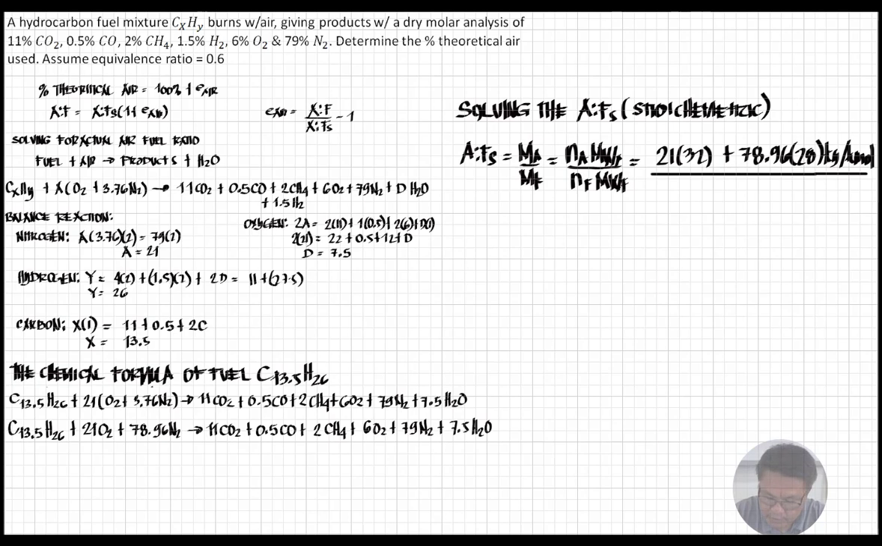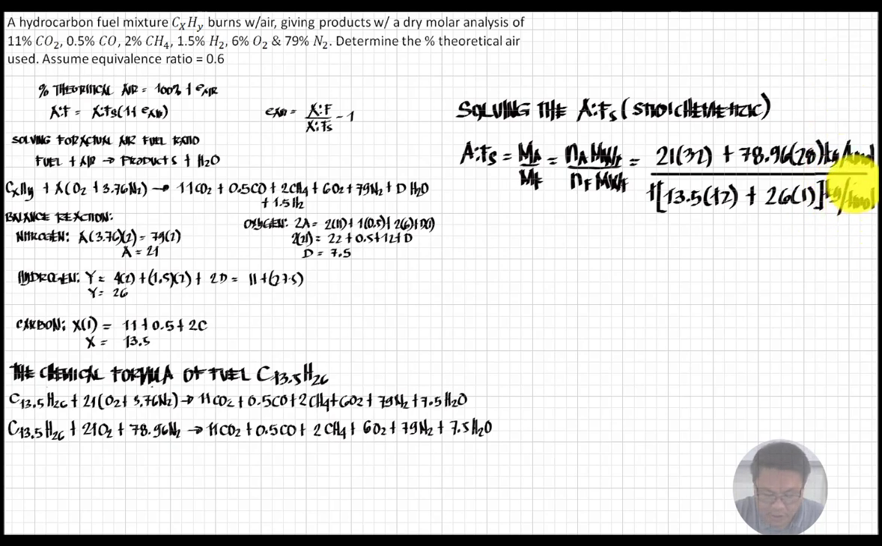Then for the moles of fuel, again, we're going to assume this is 1. So I'm going to use here 1 mole of fuel. Then I'm going to multiply this by the molecular weight of your fuel, that will be 13.5 times 12. Then I'm going to add 26 for your hydrogen, so that will be 26 times 1. So I'm going to close the parenthesis. So this will become kilogram per kmole.